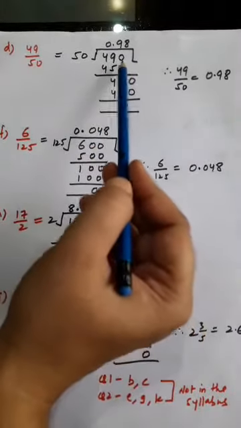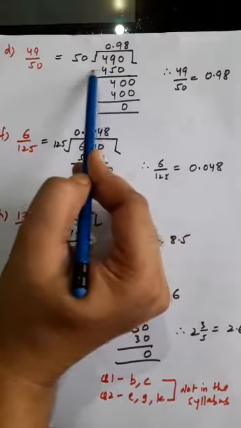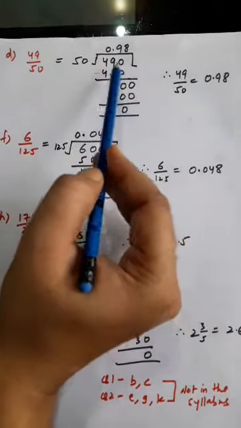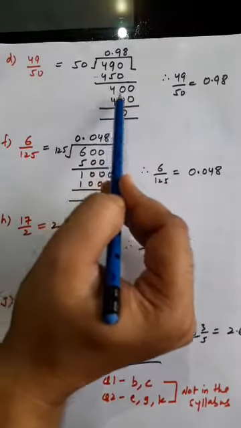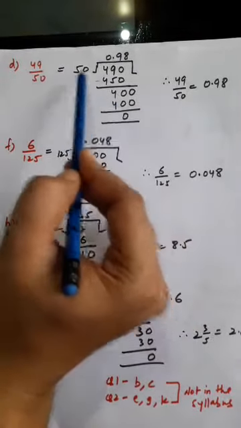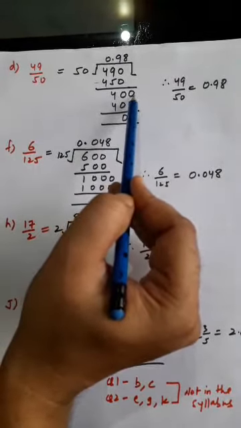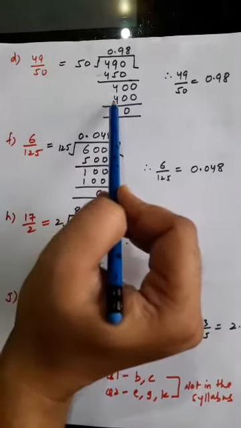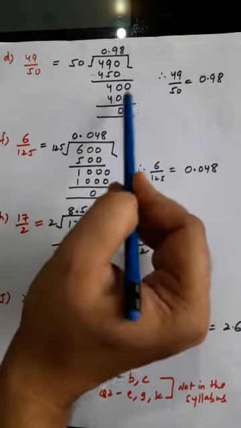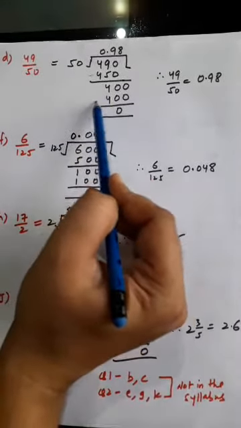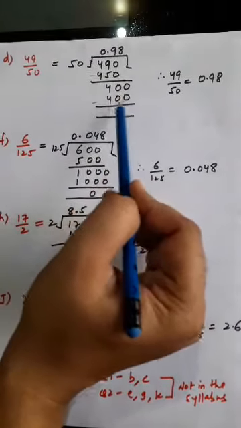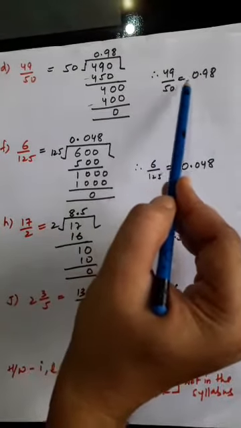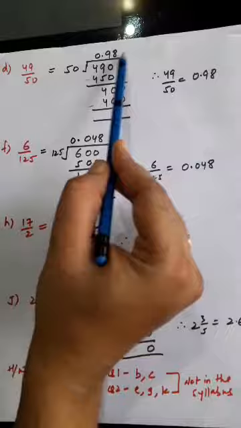Now students, when you subtract these, 0 minus 0, 0. Okay, 9 minus 5 is 4. Now again you see students that 40 is less than 50, so you put a 0 here. Okay, 8 fives are 40, 400. Now subtract both these two numbers. 400 minus 400 is 0. Therefore students, 49 divided by 50 is equal to 0.98. This quotient is the answer.